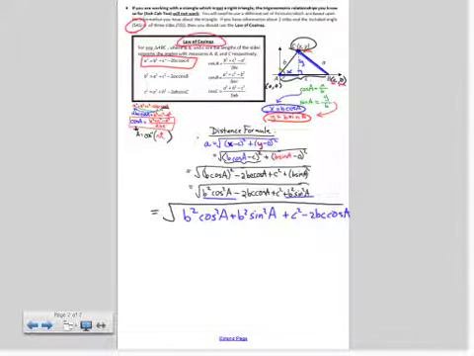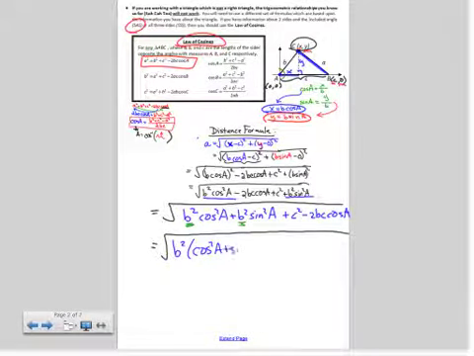Now, what Ms. Miller was saying is she sees that b squared right there. So we now have b squared times the quantity cosine squared a plus sine squared a. What's that? 1! That is 1, yes. Plus our c squared minus 2bc times the cosine of a.